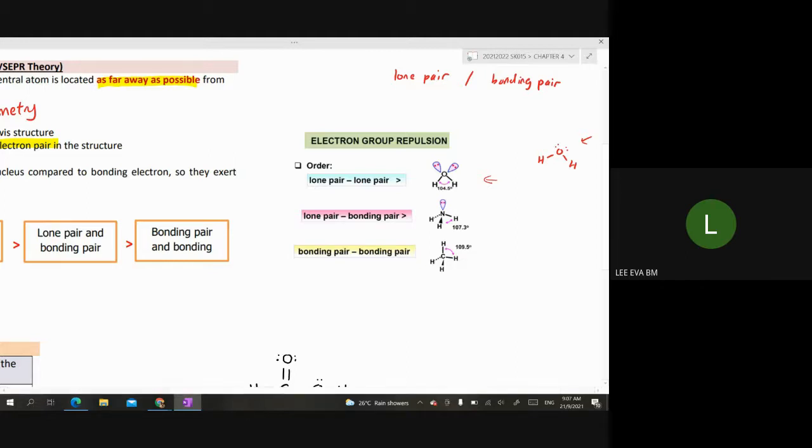And manakala awak punya bonding pair adalah antara hydrogen dengan oksigen. Benda ni, Madam highlightkan. Ini adalah kita punya bonding pair. This is the bonding pair. So you have to make sure lone pair, bonding pair refer to which one.